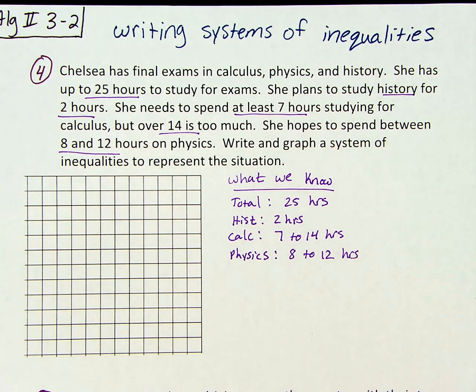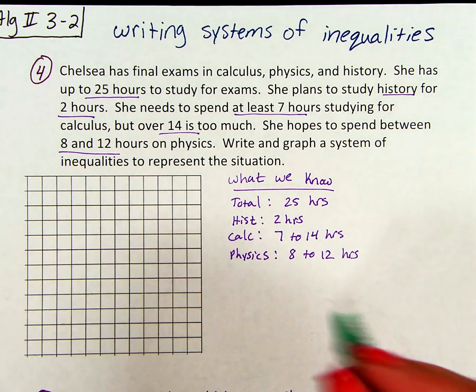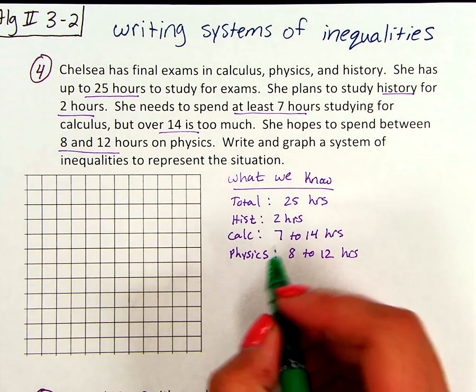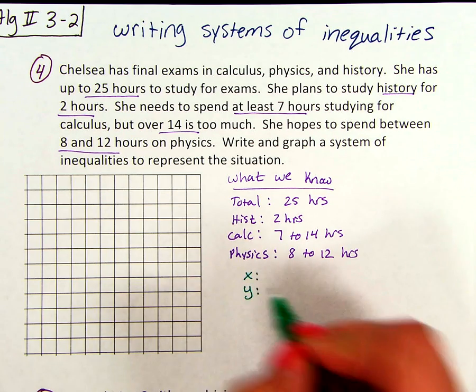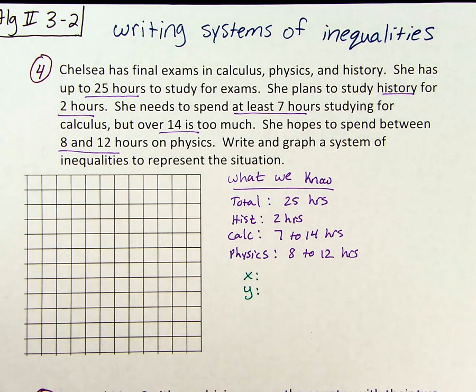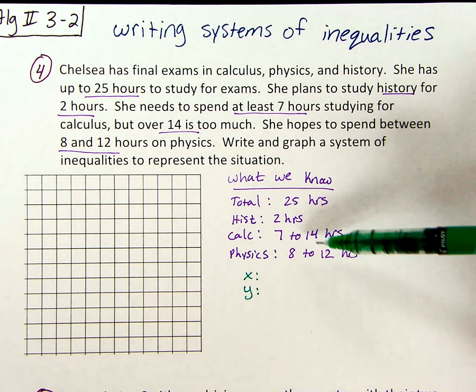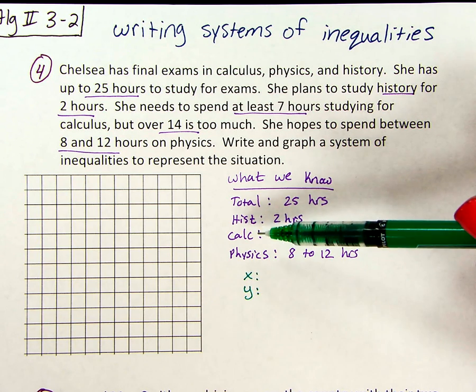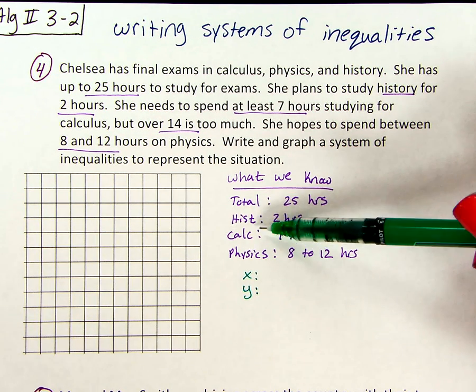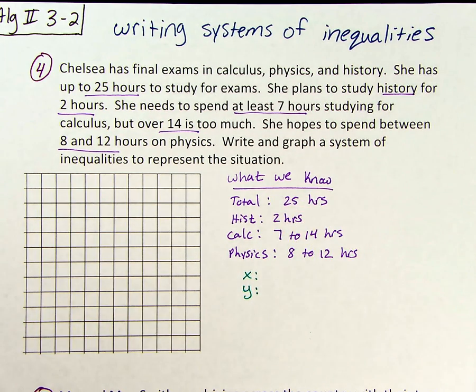All right, so now that we have all that information, we can start looking at our problem to figure out what we want our variables to represent. So that's going to be our next step. So when we're looking at this, the time is kind of like the major theme. So our equations are going to be in terms of time. And when I'm looking at this, it looks like we need to define our variables for the time we spend studying for calculus and the time we spend studying for physics.